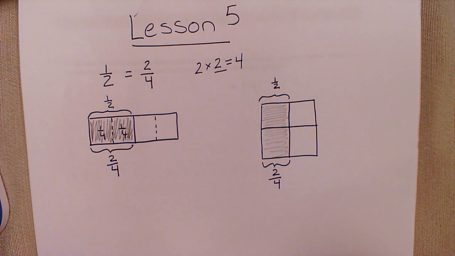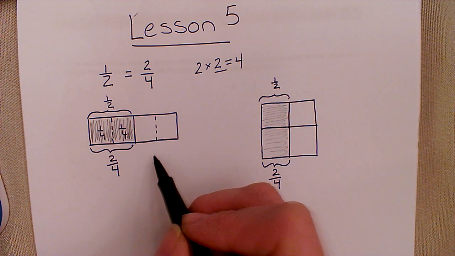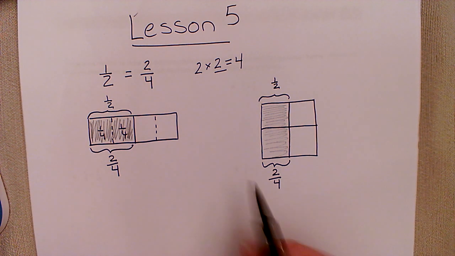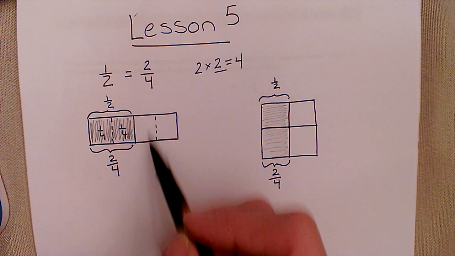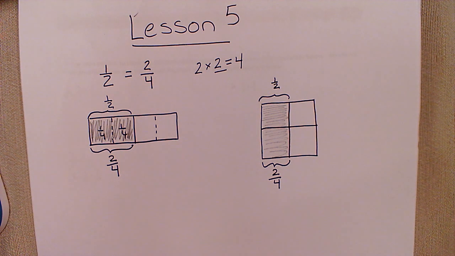So that's the big idea for this lesson: instead of putting the dotted lines, we're going to cut across. We're going to go horizontally. So instead of vertical dotted lines, we're going to put in a horizontal line. We're going to cut the pieces up a little differently.